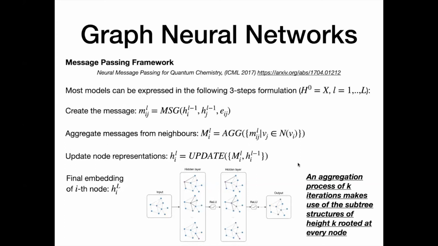Now, if you think about it for a second, you will notice that after k layers of message passing, the representation of each node will have received information from all the nodes that are within its k-hop neighborhood. And with k-hop neighborhood, I mean the set of nodes that are within distance k of the node.